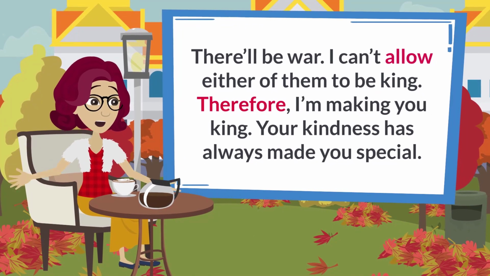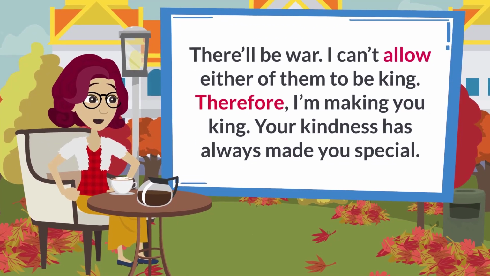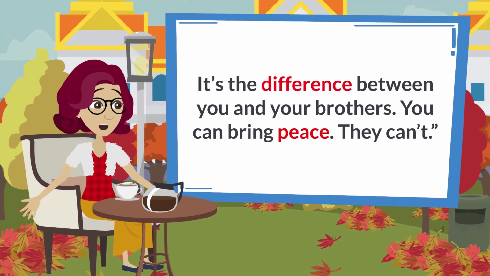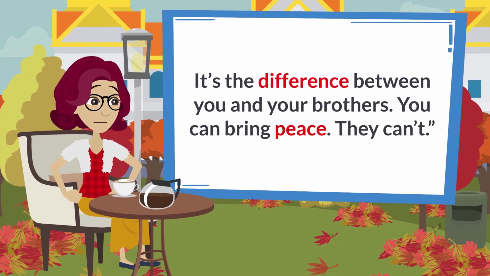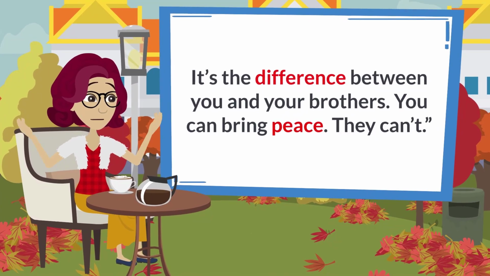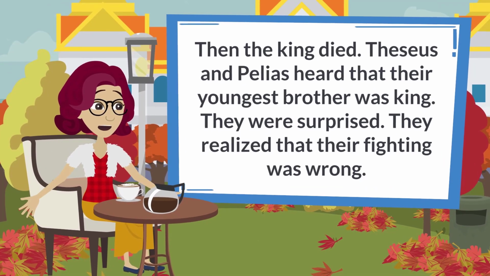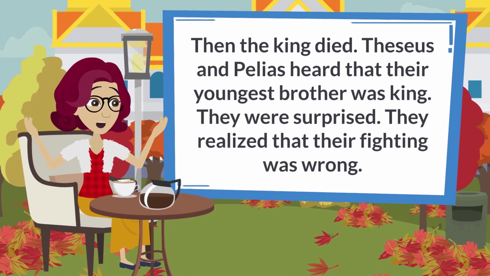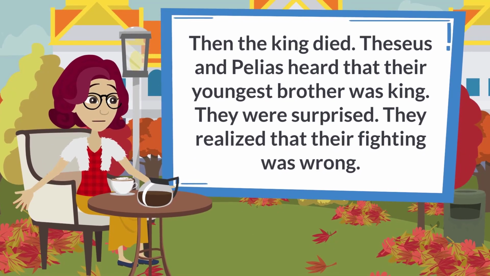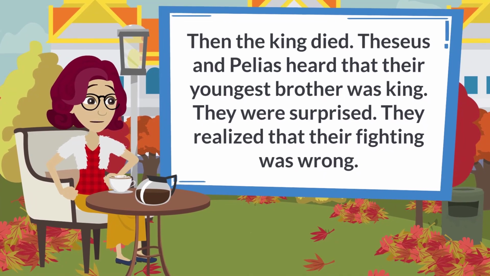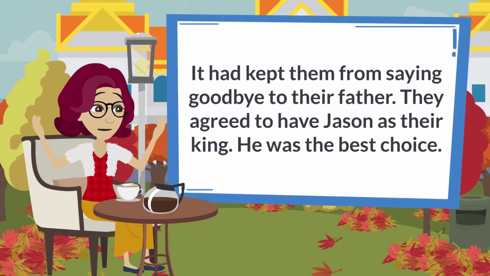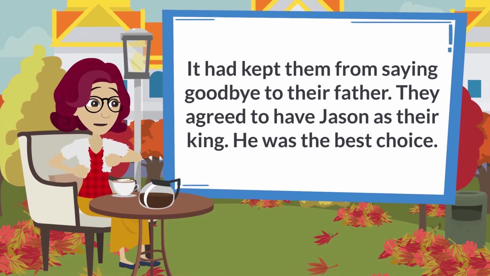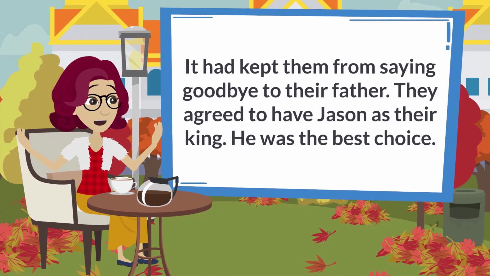Therefore, I'm making you king. Your kindness has always made you special. It's the difference between you and your brothers. You can bring peace. They can't." Then the king died. Theseus and Peleus heard that their youngest brother was king. They were surprised. They realized that their fighting was wrong. It had kept them from saying goodbye to their father. They agreed to have Jason as their king. He was the best choice.